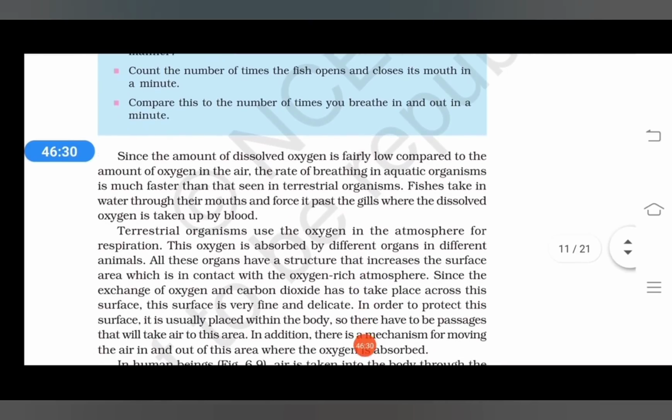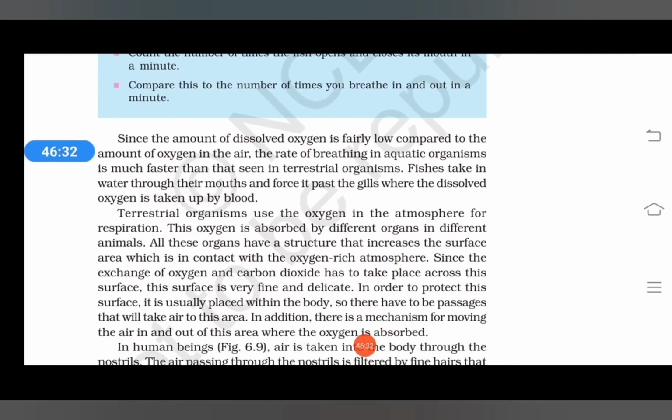Fishes take in water through their mouths and force it past the gills, where the dissolved oxygen is taken up by the blood.